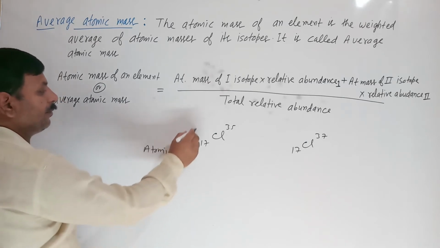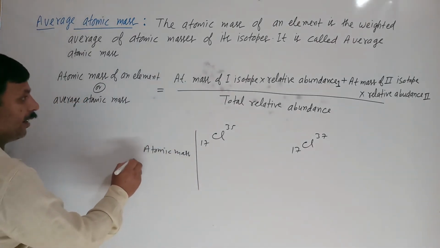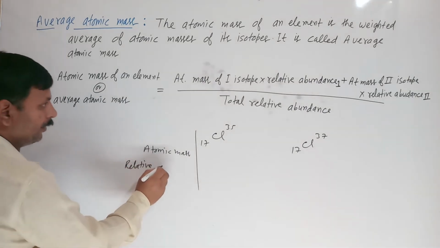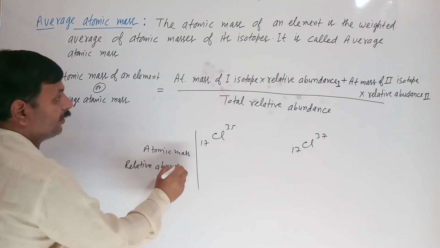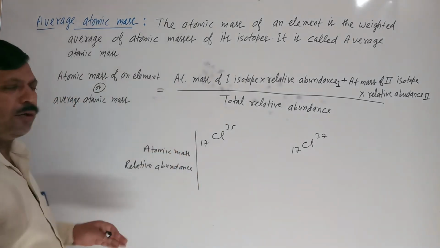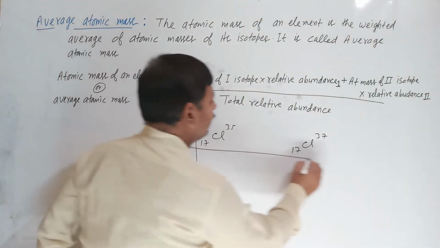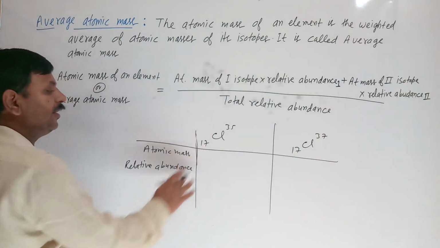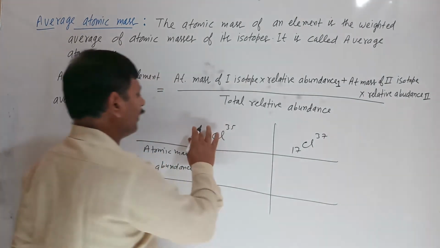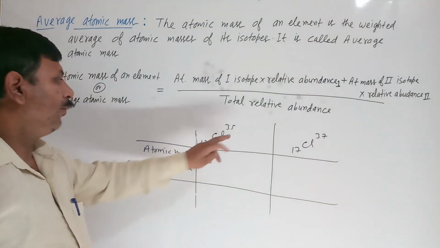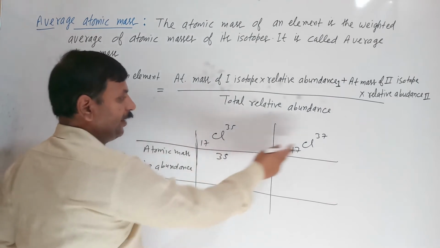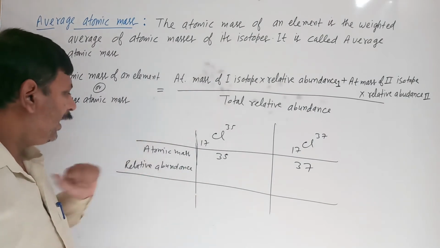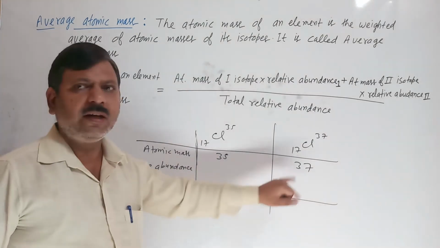In chlorine element if we see, there are two isotopes. One is chlorine 35, second is chlorine 37. When we see the relative evidence, they are in 3:1.